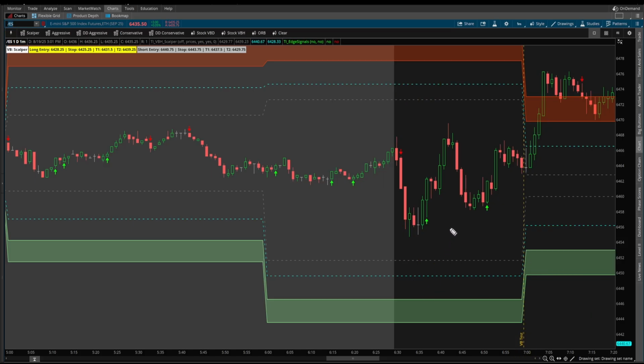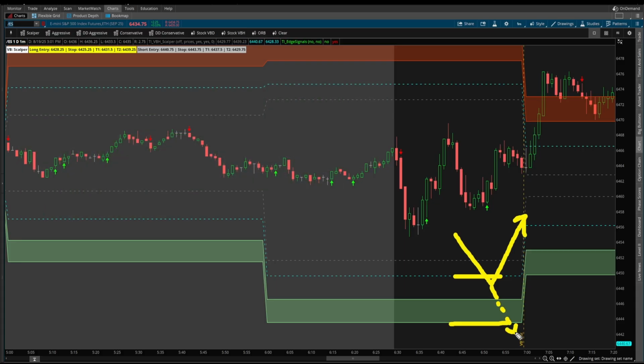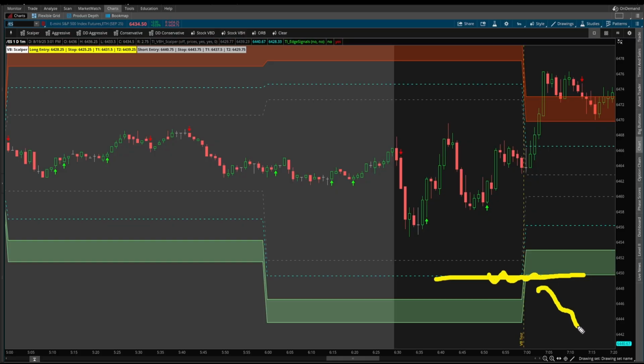What I mean by pay attention to it is once we breach these cyan lines, we need to see what's happening here. Are the bulls in control? Can they defend this level? Are the bears in control? Do they continue to go outside of the volatility box clouds? Or do we see just price hold sideways, a lot of weakness, and we need to wait until the next hour to see which direction the bulls or the bears are going to take us?